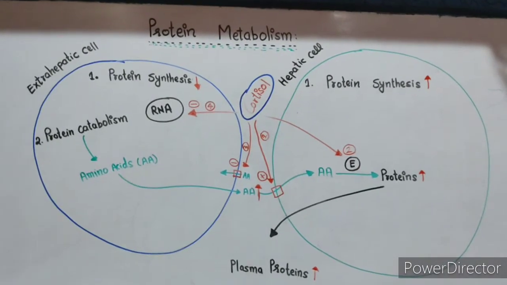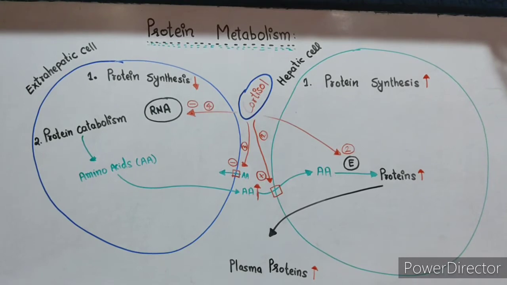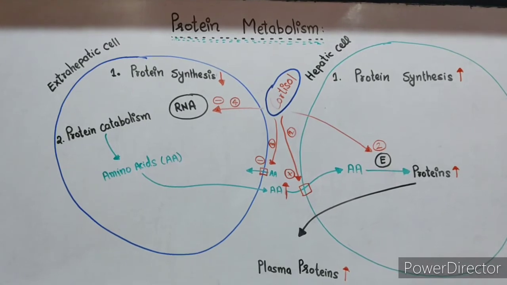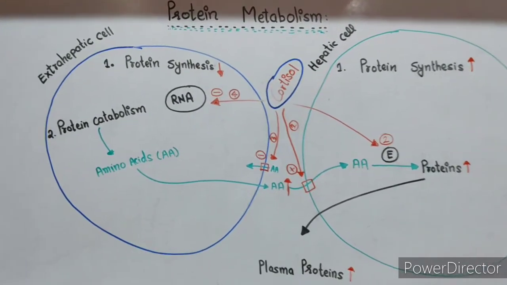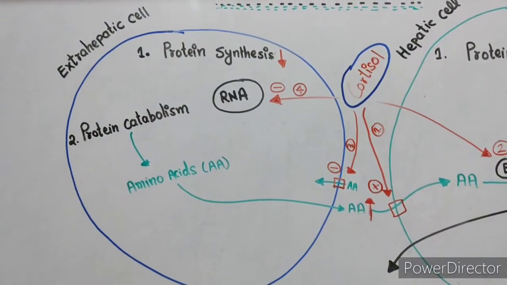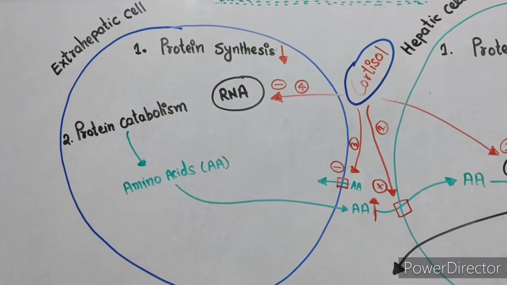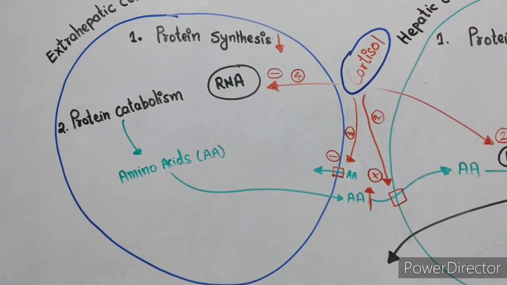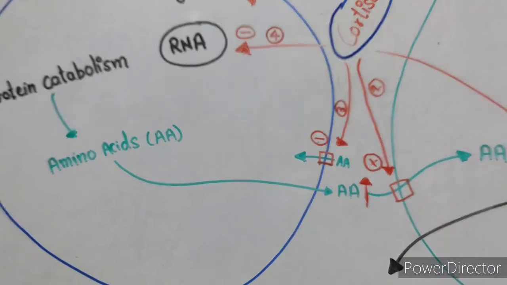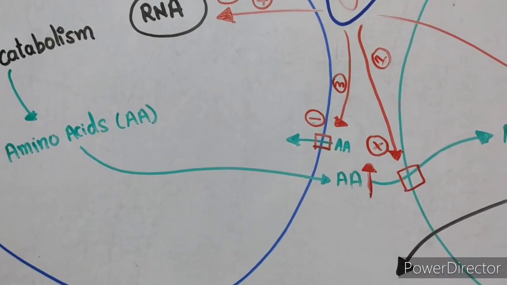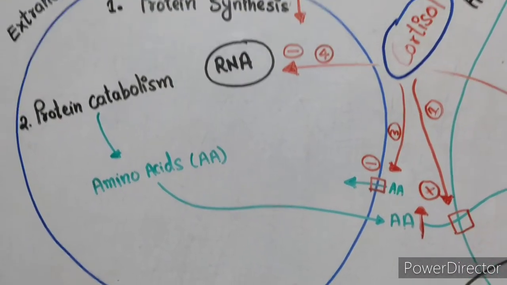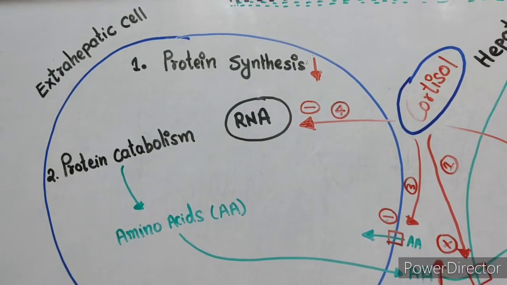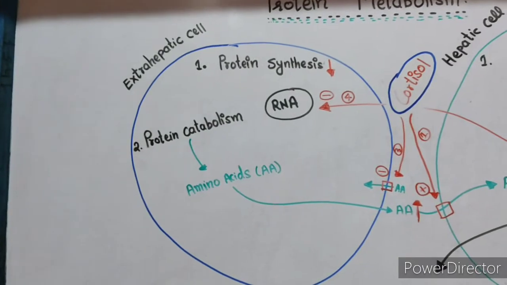The role of cortisol in protein metabolism depends on whether it is an extrahepatic cell or a hepatic cell. Extrahepatic cells here means muscles and lymphoid tissues. Let's first see what happens in an extrahepatic cell. Cortisol decreases protein synthesis, but protein catabolism continues as usual. How does cortisol decrease protein synthesis in an extrahepatic cell? First, it diminishes the uptake of amino acids from blood into the extrahepatic cell. Second, cortisol depresses the RNA functions. RNA is required for synthesis of proteins. But protein catabolism continues.